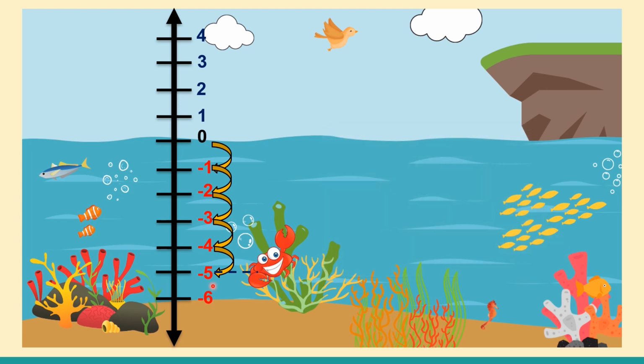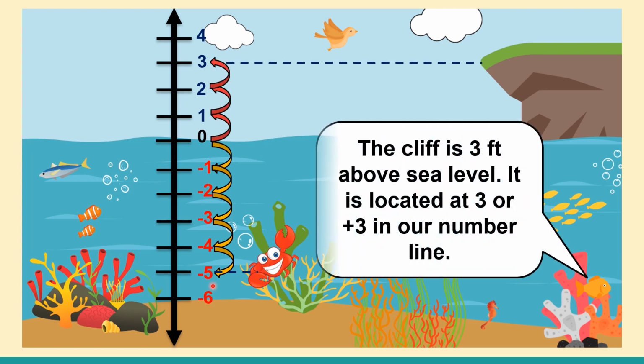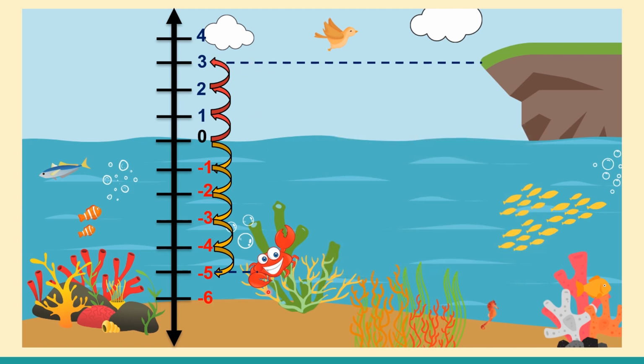How far is the cliff from the sea level? Good job! We have 1, 2, and 3. From 0, the cliff is 3 feet above sea level. It is located at 3 or +3 in our number line.